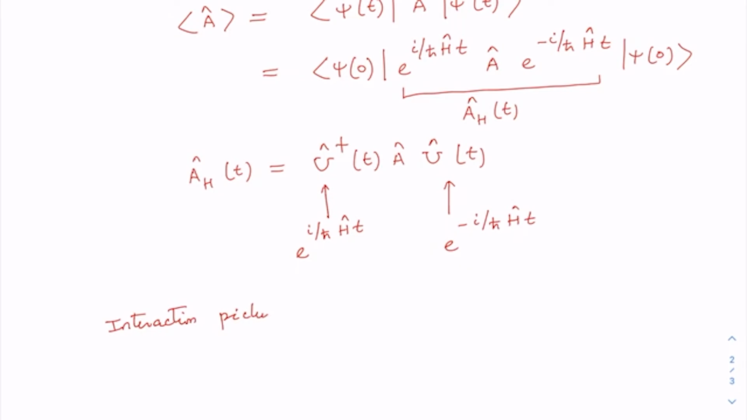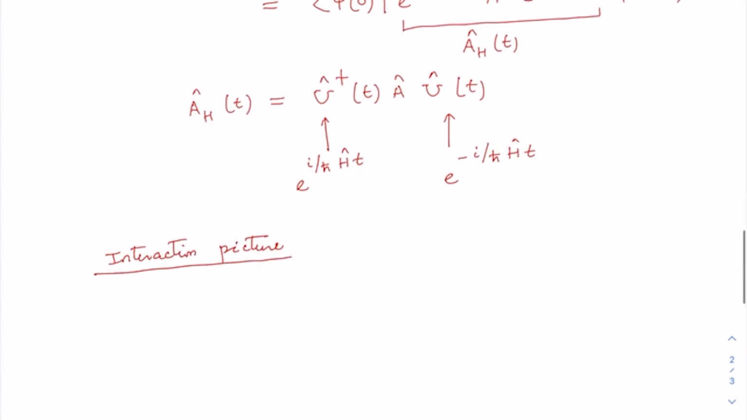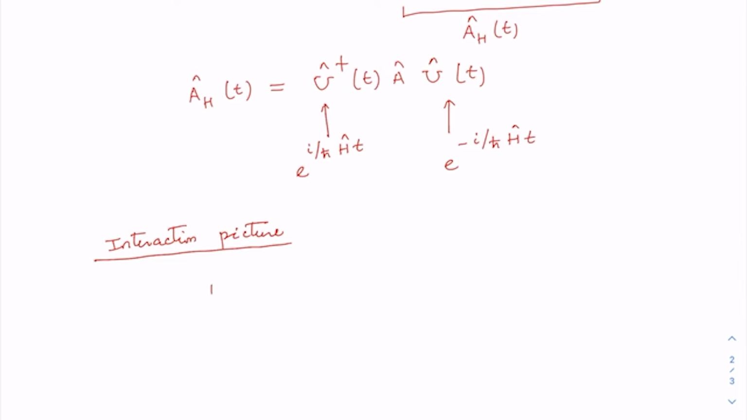As the name suggests, in the interaction picture, quantum phenomena are described with Hamiltonians that depend explicitly on time. Here, both the state vectors and the operators evolve in time.